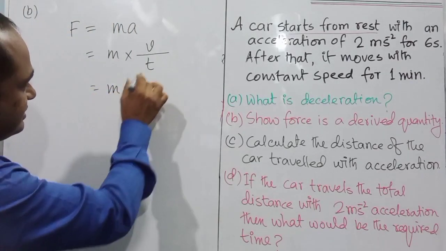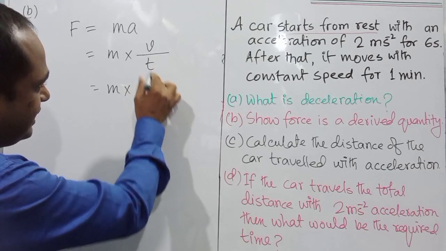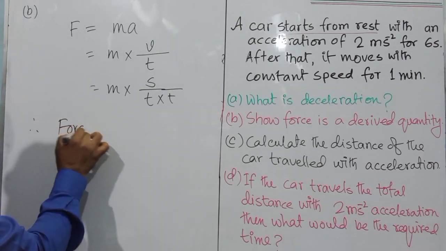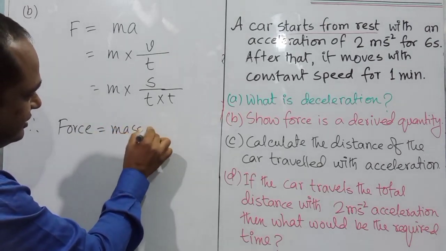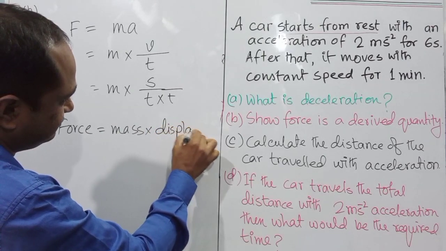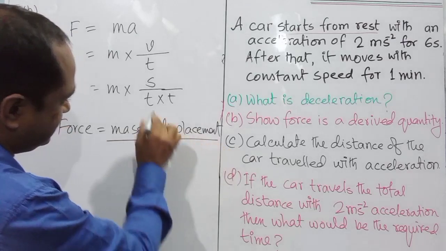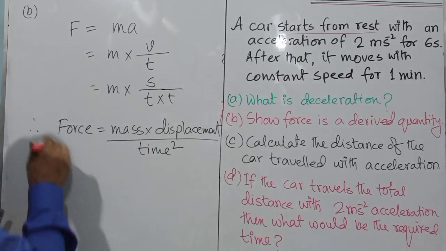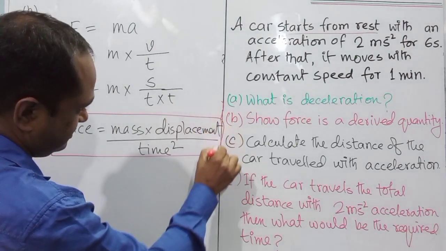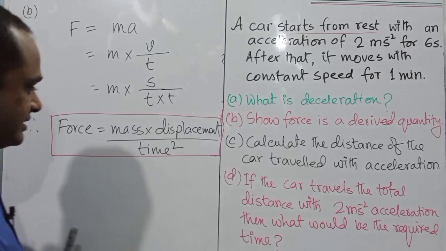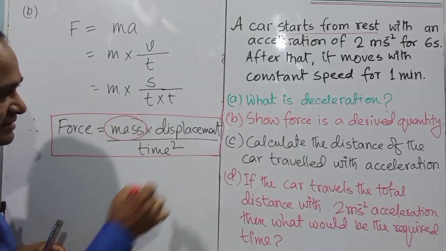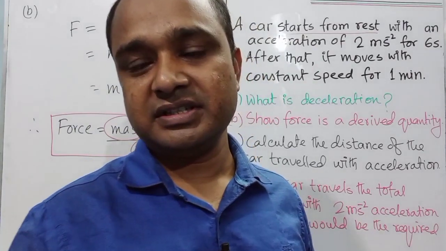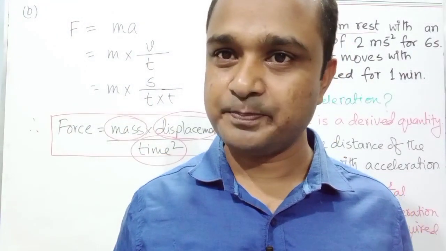So we can write mass multiplied by velocity, that means displacement divided by time, and the t can be written in this way. So we can write that F, means force, is equal to m, means mass, multiplied by s, means displacement, divided by t multiplied by t, that means time square. From this expression we can say that force depends on three fundamental quantities: mass, which is one of the fundamental quantities, second one is displacement, and third one is time. Since force depends on three fundamental quantities, we can write that force is a derived quantity, right? I hope you got it.